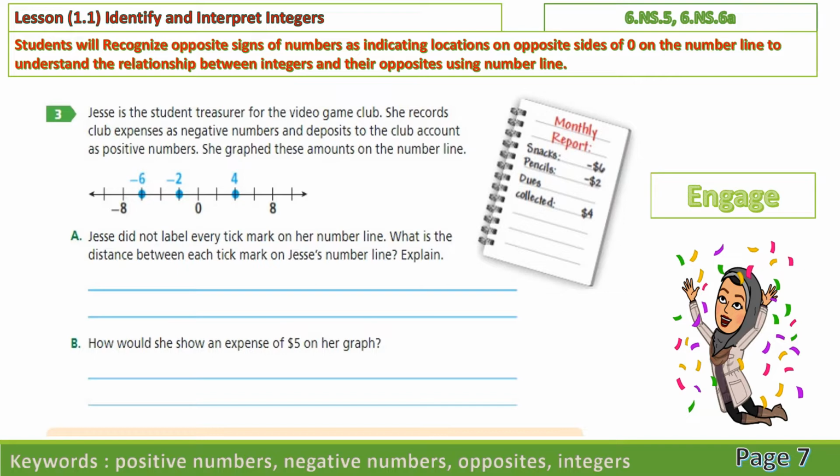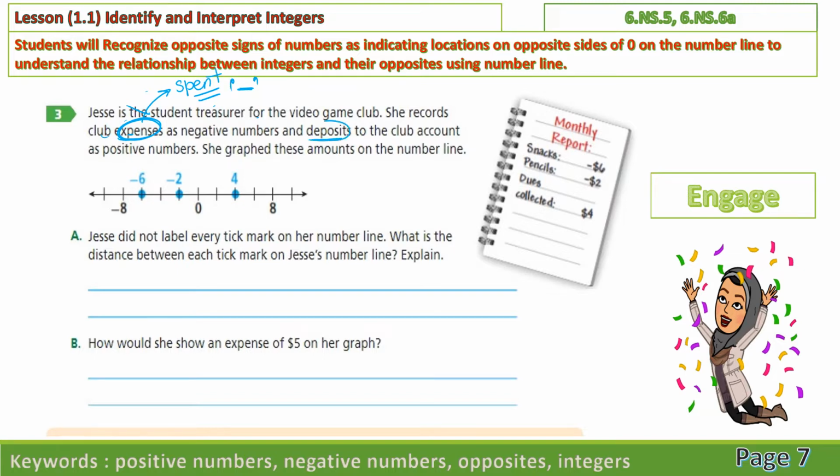Jessie is the student treasurer for the video game club. She records the club expenses. Now expenses means that she spent something, right? That is how much is spent. Spent means that you give away, it means you give someone. So of course they will be expressed by the negative sign.